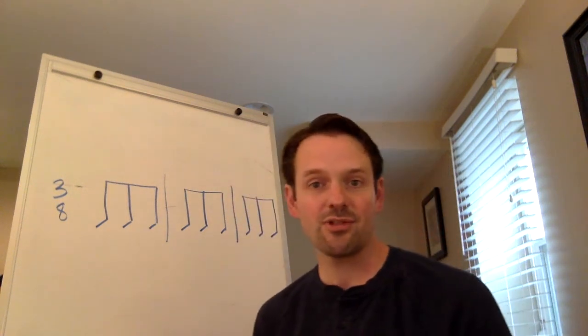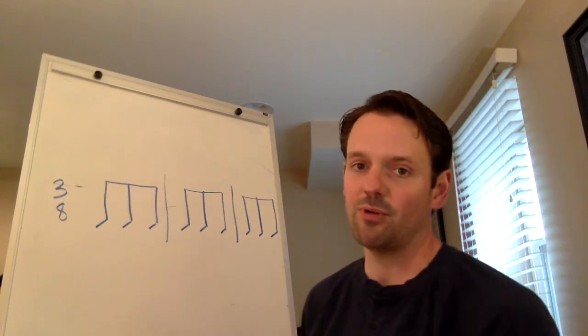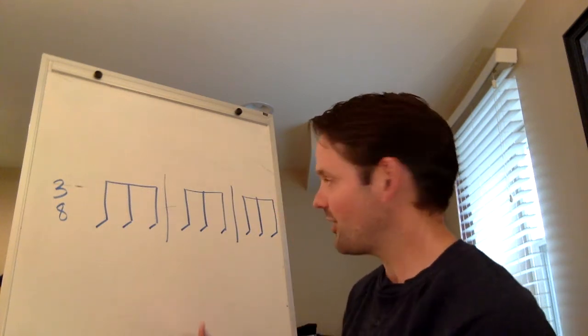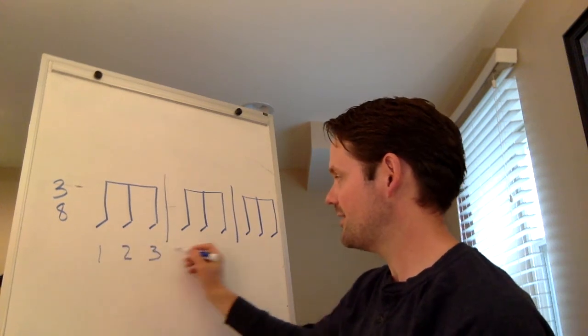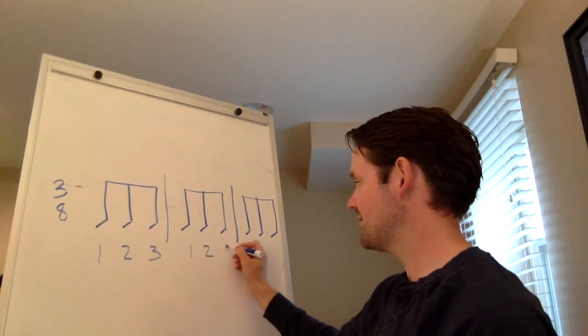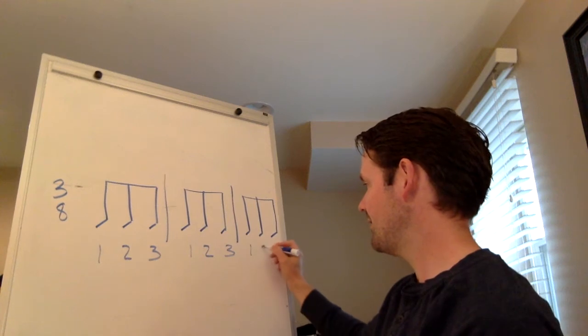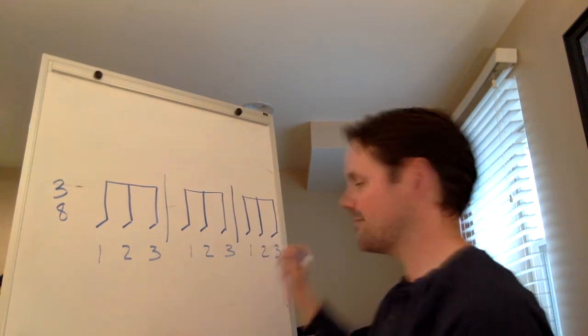These are just eighth notes in 3/8, and since an eighth note gets one beat in 3/8, these rhythms are all very simple. They're simply 1, 2, 3, 1, 2, 3, 1, 2, 3.